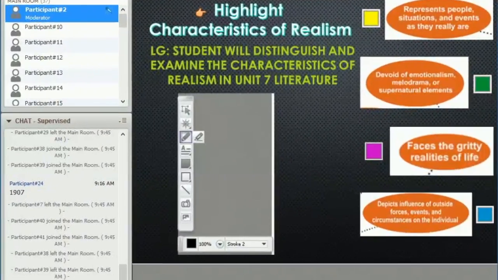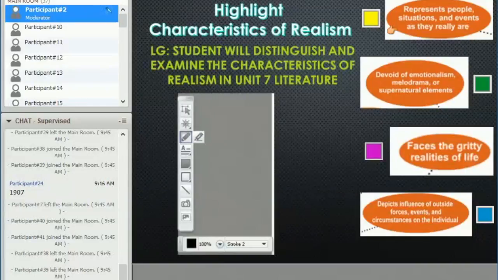Okay, so what we are going to do, our task in order to accomplish the learning goals, is to look at some literature and highlight characteristics of realism. Remember, our learning goal is to distinguish and examine these characteristics in Unit 7 literature, so that's what we're going to do. And we're going to practice. First of all, I'm going to demonstrate for you myself so we can get an idea of what we're doing. And then we're going to move to breakout rooms, and you're going to do the same thing to demonstrate that you've mastered these characteristics.